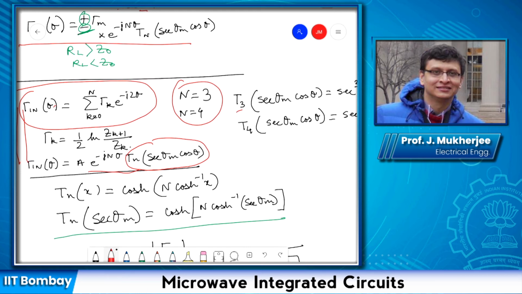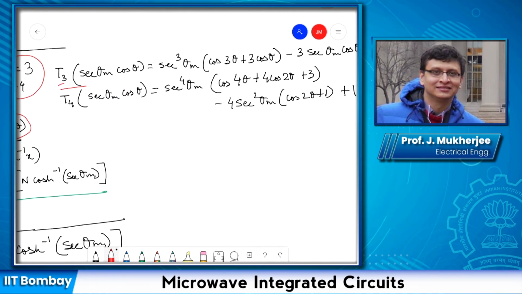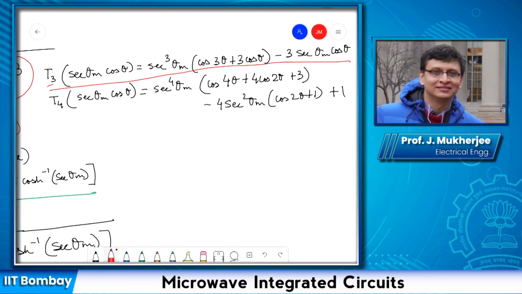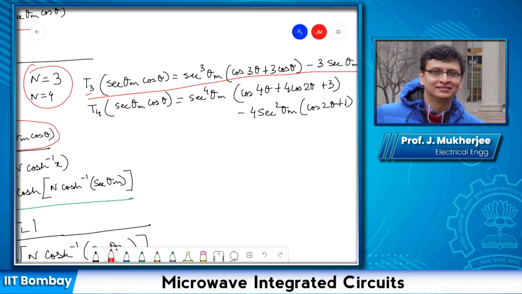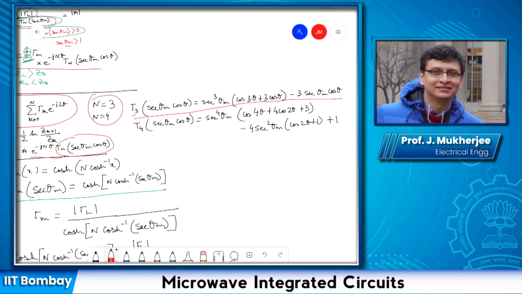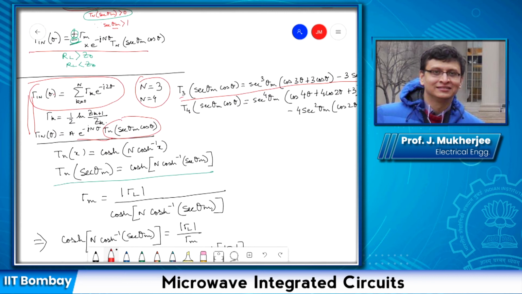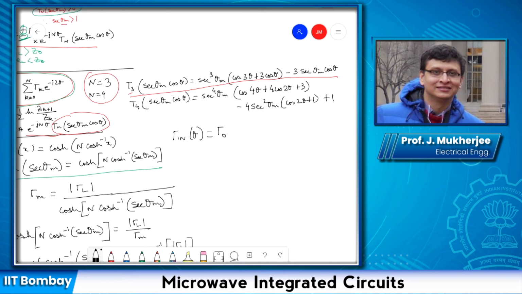Let us now take, say, n equal to 3. For n equal to 3, we have the Chebyshev polynomial like this. Further, for n equal to 3, this gamma in from this equation, we will get k here.